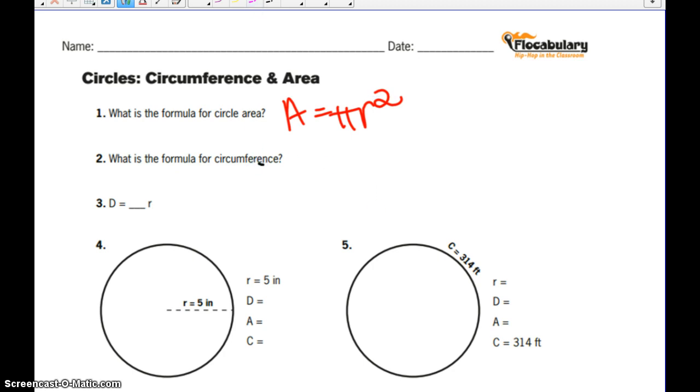Then what's the formula for circumference? Totally different. Circumference, you can see me spinning on a car. Circumference is 2 pi r.